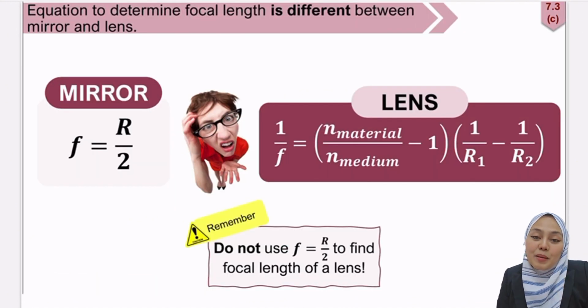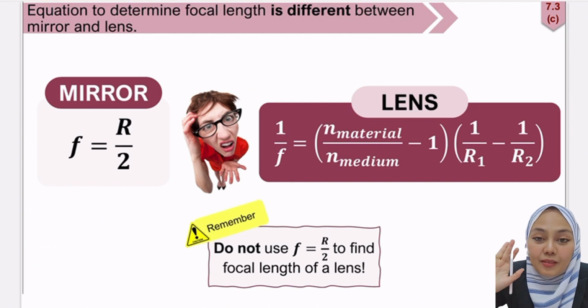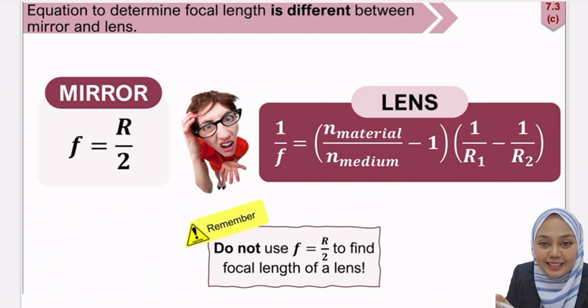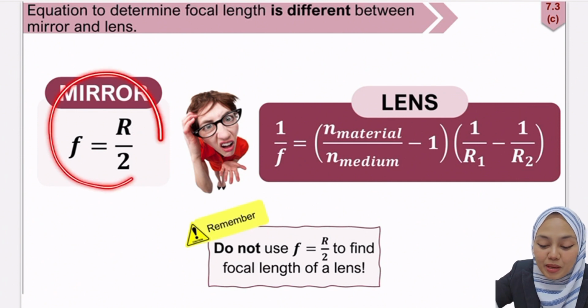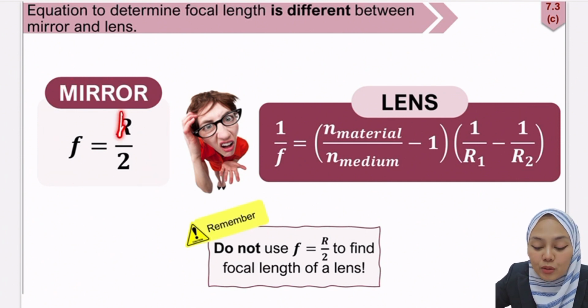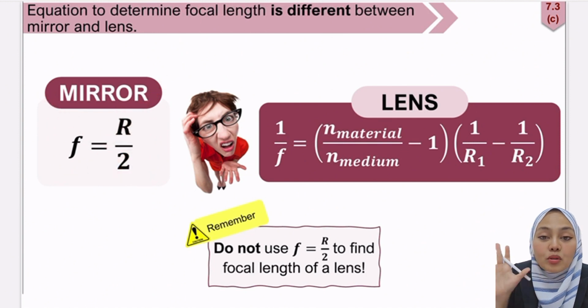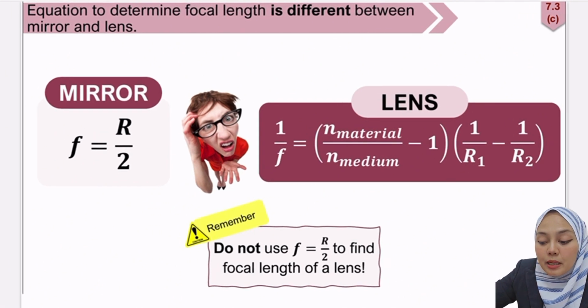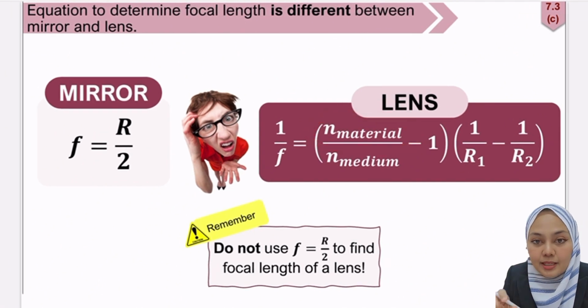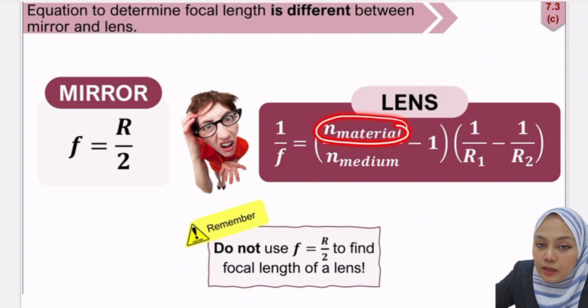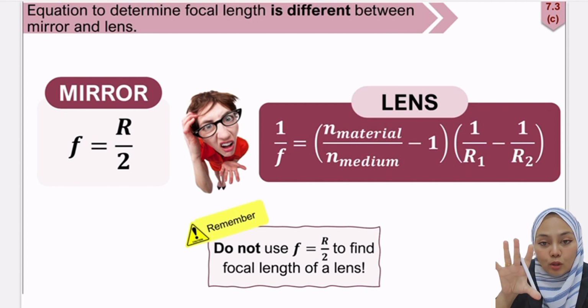Alright, this is the important part: the focal length of lenses. It is not the same as for mirrors. For mirrors, we have f equals r over 2. You cannot use this equation anymore when it comes to lenses. One of the ways you can determine the focal length of a lens is when you are given the refractive index of the lens itself, divided by the refractive index of the medium where the lens is located.